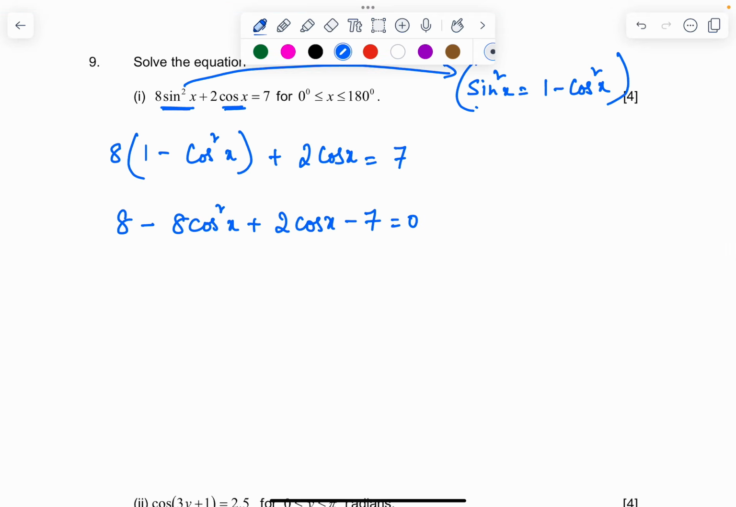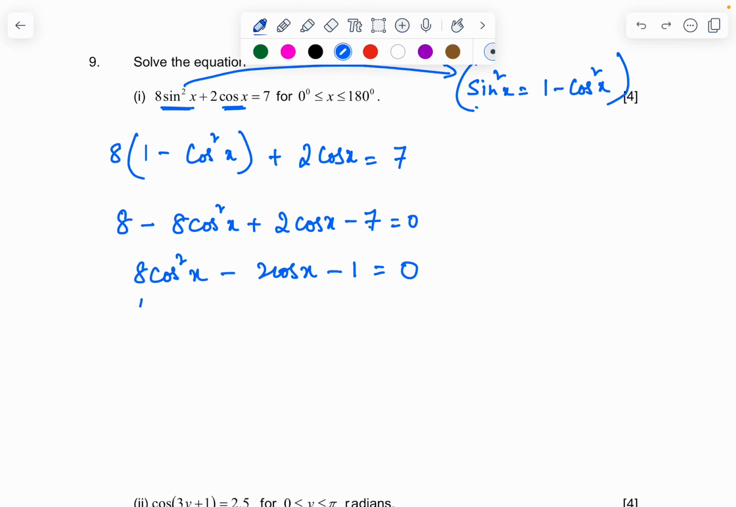So I will change everything to positive. 8 cos squared x minus 2 cos x. Then 8 minus 7 is 1, but I'm multiplying with a negative 1. So this becomes negative 1 is equal to 0. At this time, you can see that this is a quadratic equation. So I'm going to use the 2 brackets, right?